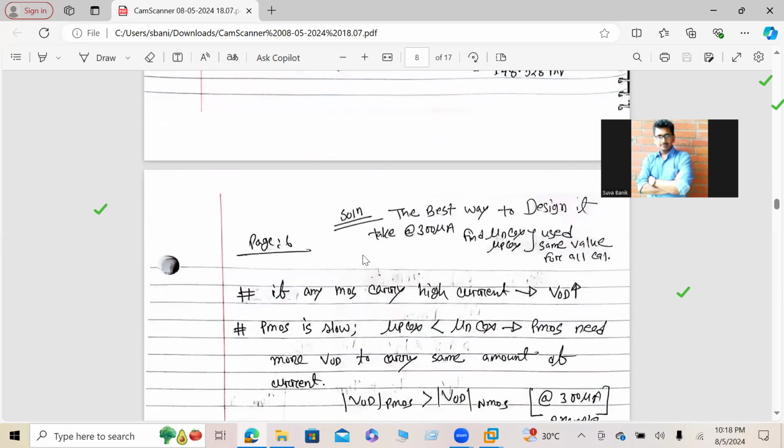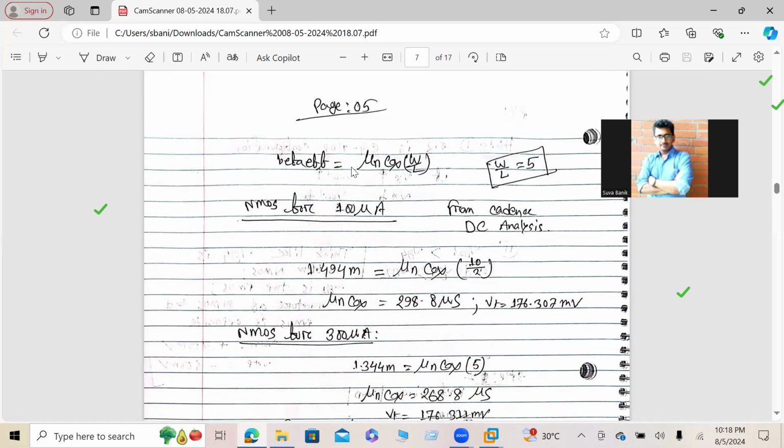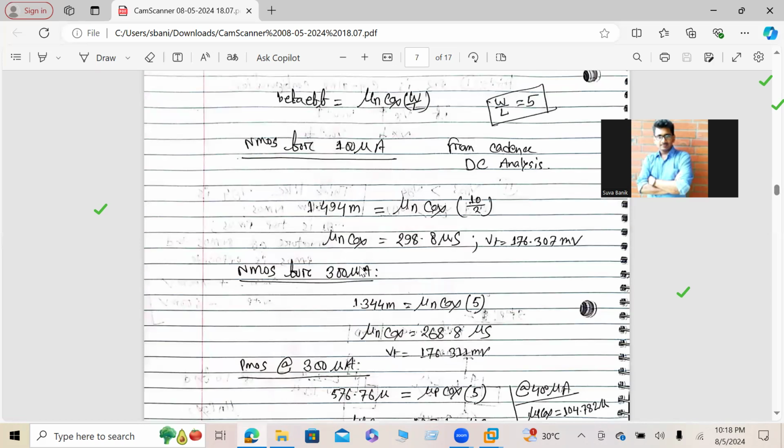So we need to pick a mu p and mu n value. Here I explain to you: if I change the current for NMOS, the mu n value will change, right? So you don't need to worry about that. You can pick a single current, and for that single current, for NMOS and PMOS both, you find one mu n and one mu p, and we will use this one mu n and one mu p for all of our calculations. We don't need to consider 298 and 176, or different mu n. We need to consider one single mu n for all of our calculations.